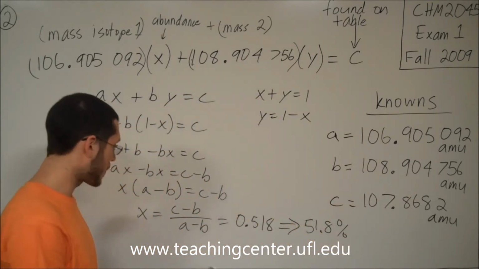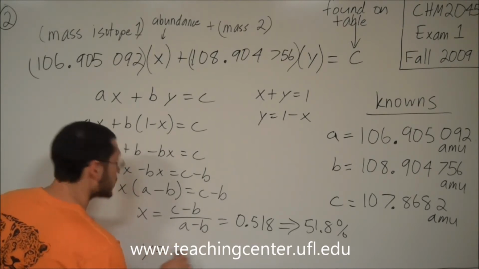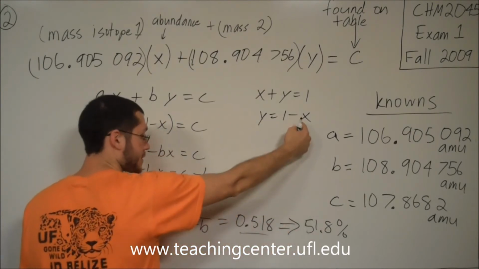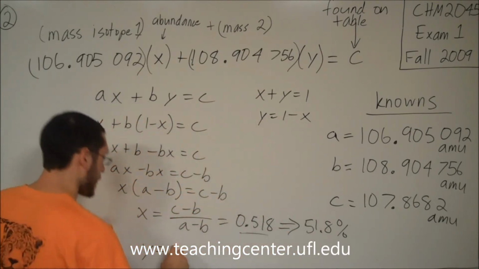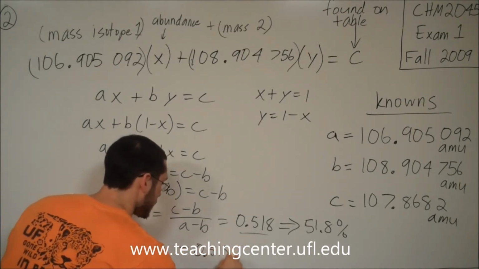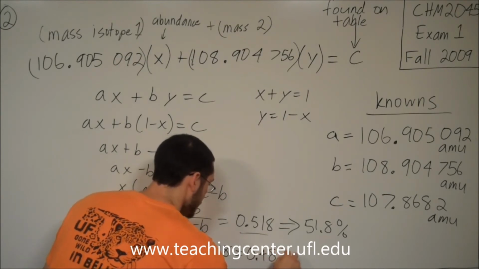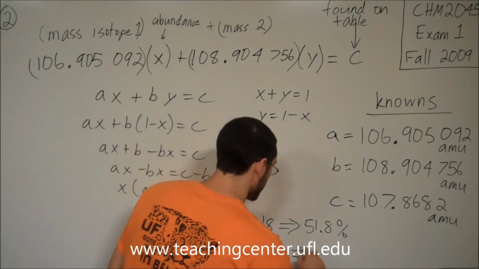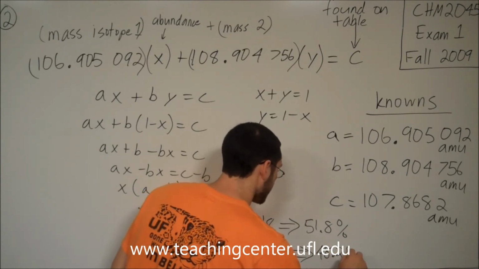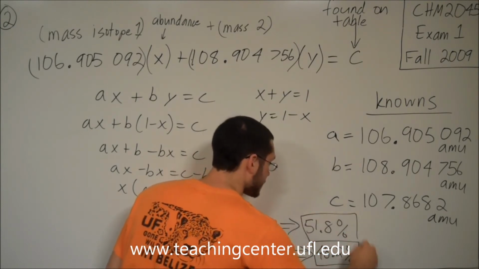That's okay. And y, therefore, using this equation and using this value for x right there, we get 1 minus 0.518, and that comes up to 0.482. To a percent, 48.2%, and these are our answers for the two isotopes.